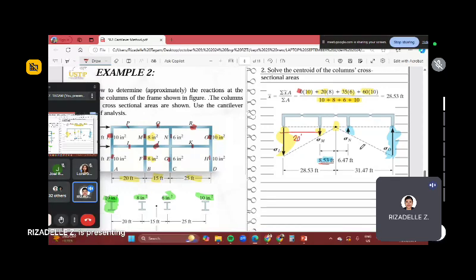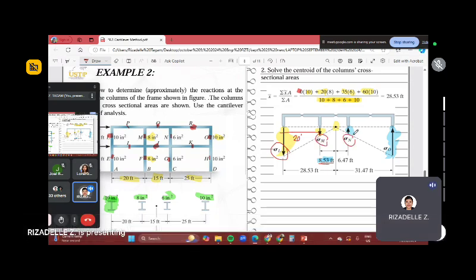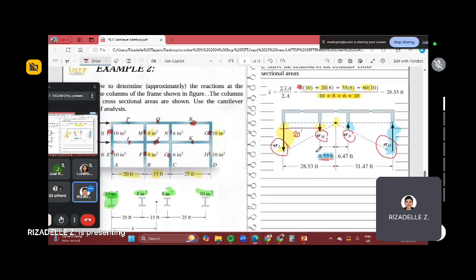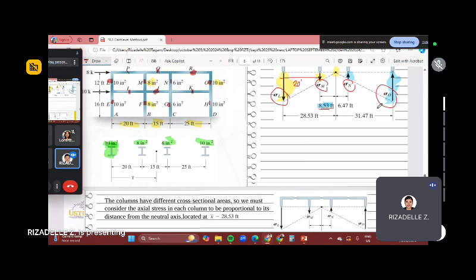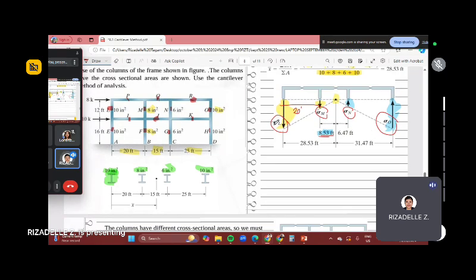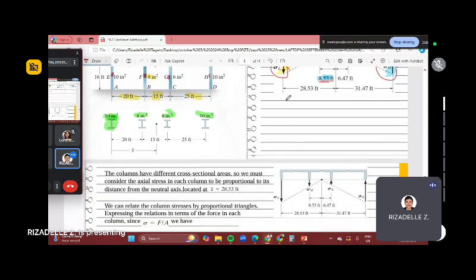Now, atong third step is to solve this. Isolve na to si LY, MY, NY, and si OY. And different man iyong cross-sectional area. So the columns of different cross-sectional areas, so we must consider the actual stress in each column to be proportional to its distance from the neutral axis. So, pag-solve is, atong gamiton is ang stress, no? Stress L, stress M, stress N, and stress O, located at the X bar, so proportion siya sa atong neutral axis.